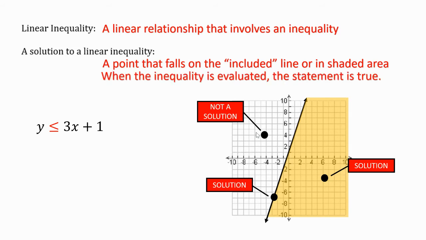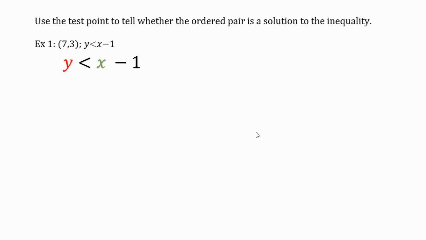So when the inequality is evaluated, it makes the statement true. And we'll see that also. We're going to plug in. Remember, evaluate means to plug in. So we're going to look at this inequality. It says, given the example the point 7, 3, in the inequality y is less than x minus 1, it wants us to test that point to tell if it is a solution or not.